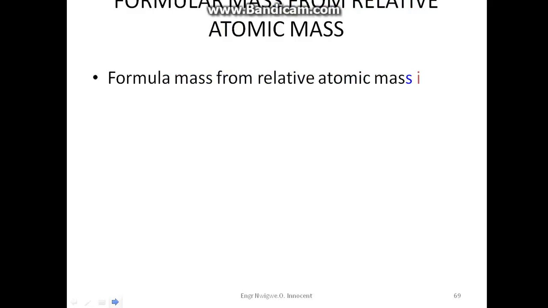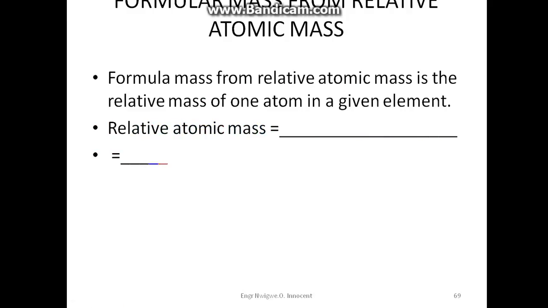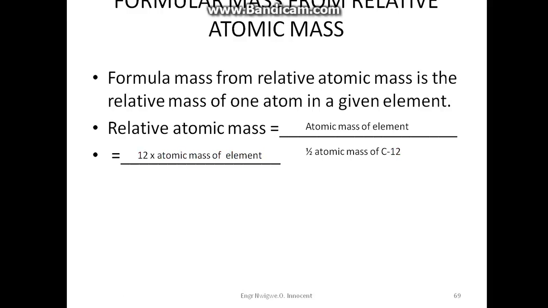Formula mass from relative atomic mass. Relative atomic mass is the relative mass of one atom of a given element. Relative atomic mass is equal to the atomic mass of the element over one-twelfth the atomic mass of C-12, which is equal to 12 times the atomic mass of the element over the atomic mass of C-12.